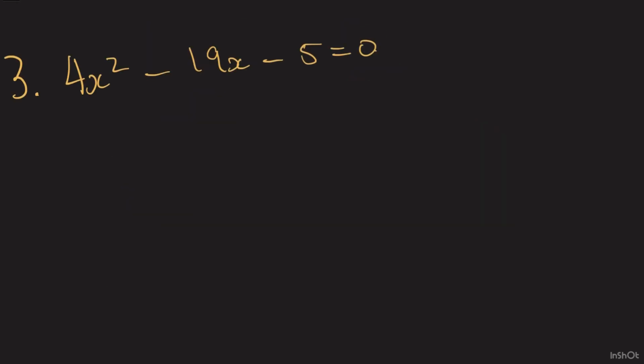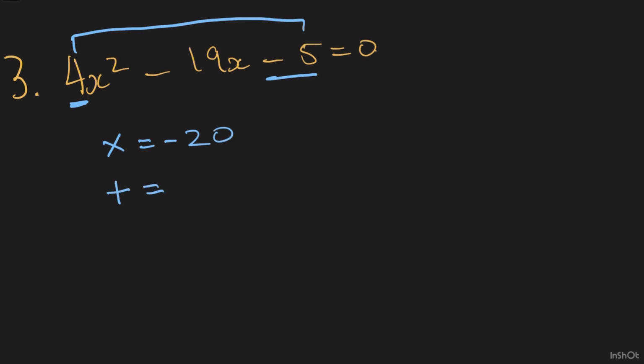And now the final question. So we do the same concept again. The number in front of the x squared times the number at the end, which is minus 5, times them together, and that equals minus 20. And then the number in the middle: two numbers have to add together to equal the number in the middle, which is minus 19. The minus is with the 19.